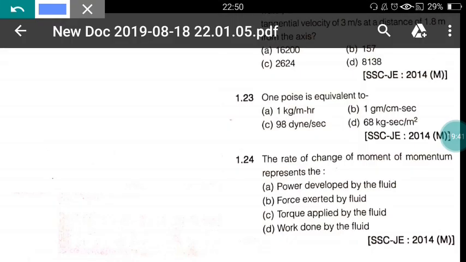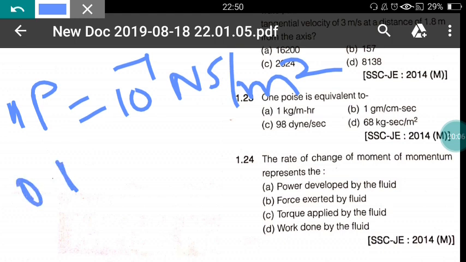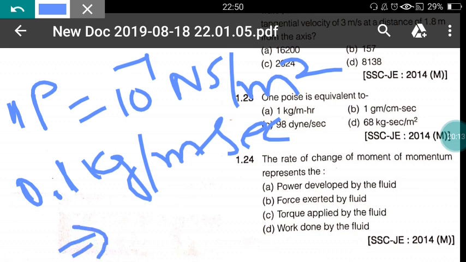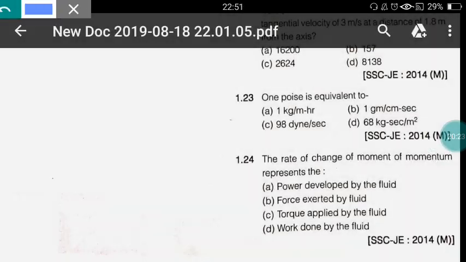Question number 23. 1 poise is equivalent to what? Okay, 1 poise is the CGS unit for dynamic viscosity. And if you know, 1 poise is equal to 10 raised to minus 1 Newton second per meter square. Now they are asking in gram centimeter second. So the correct answer for this is 0.1 kg per meter second, or we can write it as 1 gram per centimeter second. So the correct answer for this is option B. Option B will be your right answer, 1 gram per centimeter second.